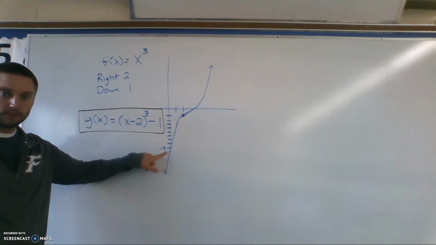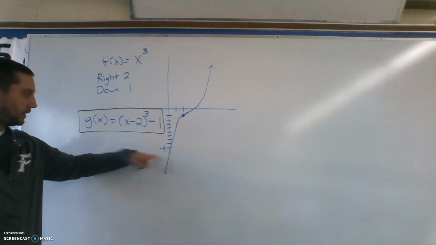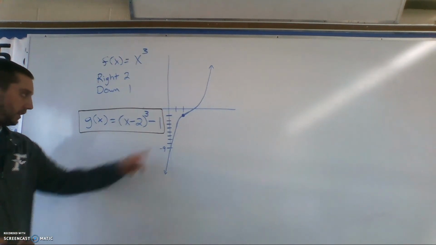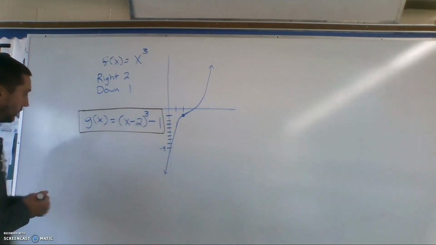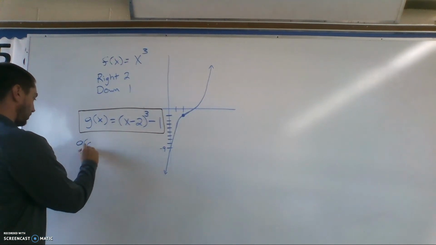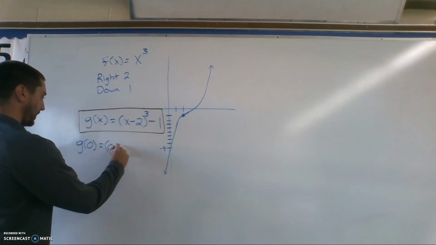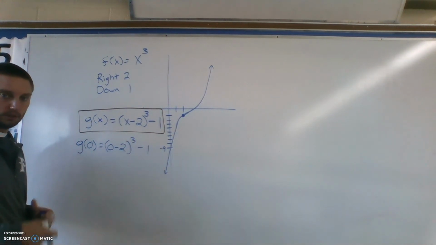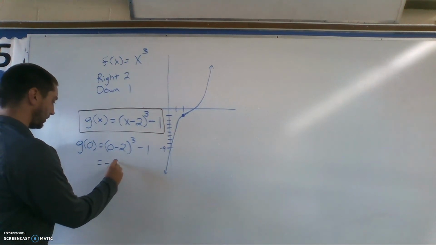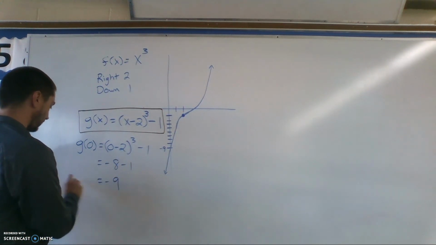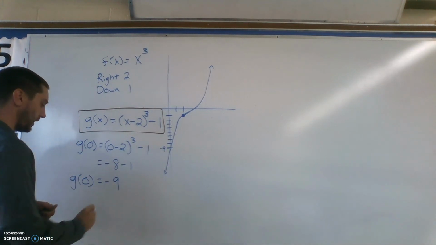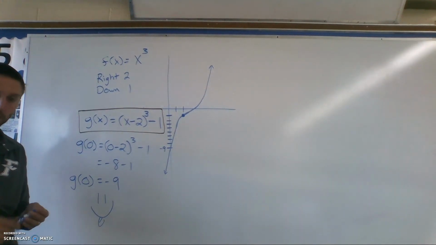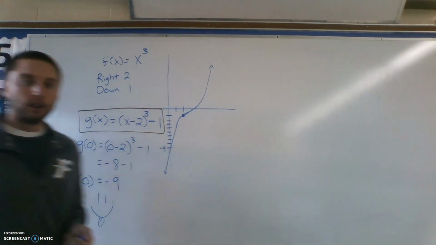Now, I have an extra point that I can check this with, so let's check. So my y-intercept is -9. So if I plug in 0 for x, I should get -9. So let's try. g of 0 equals (0 minus 2) cubed minus 1. So (-2) cubed, so -2 times -2 times -2, that's -8. Minus 1 is -9. And so I got g of 0 is -9. That makes me happy because that's what my graph told me I should have gotten. So I feel pretty good about my equation.